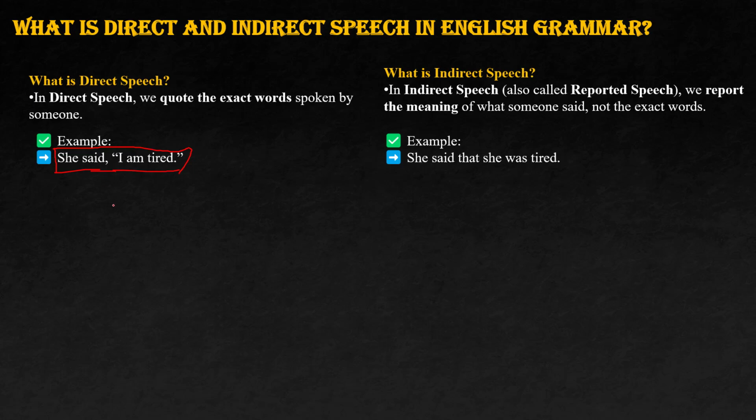What exactly will I tell him? That she said that she was tired, right? She said that she was tired. Got it, right? So we are trying to report about someone's activities to someone without using the same sentences. We just change the wordings. The sentence will somewhat remain the same.